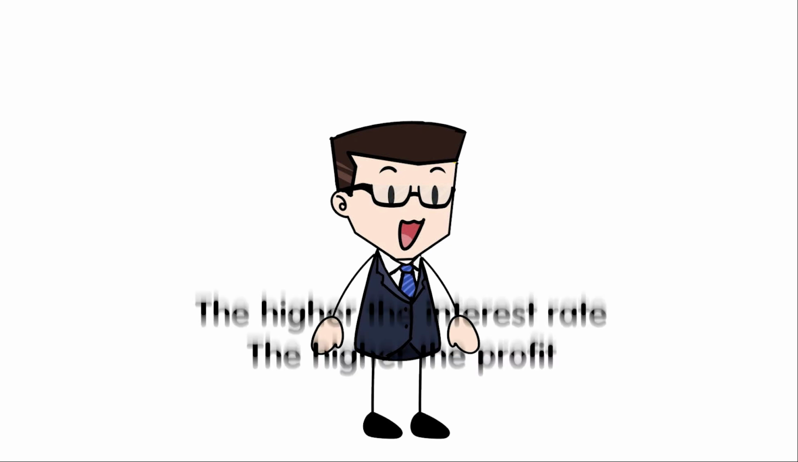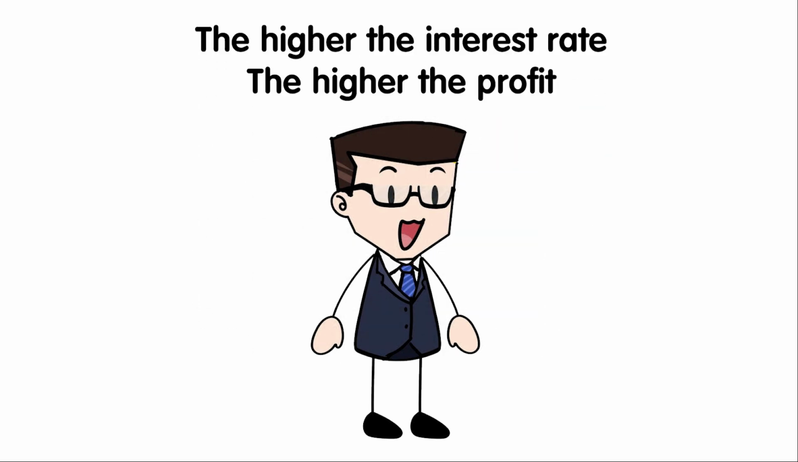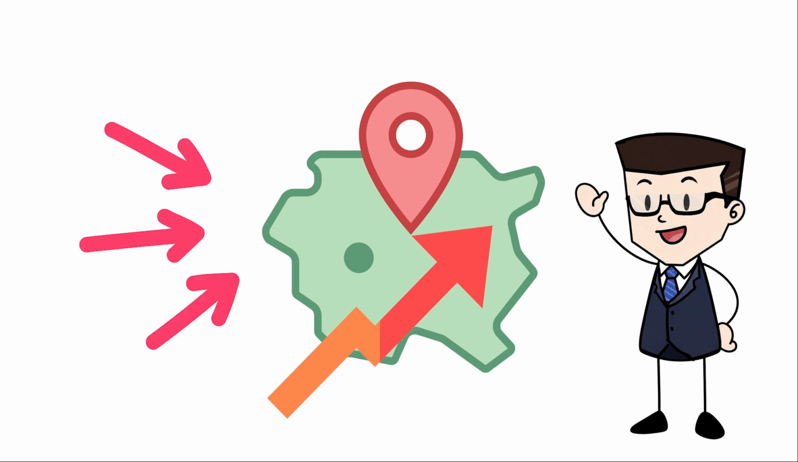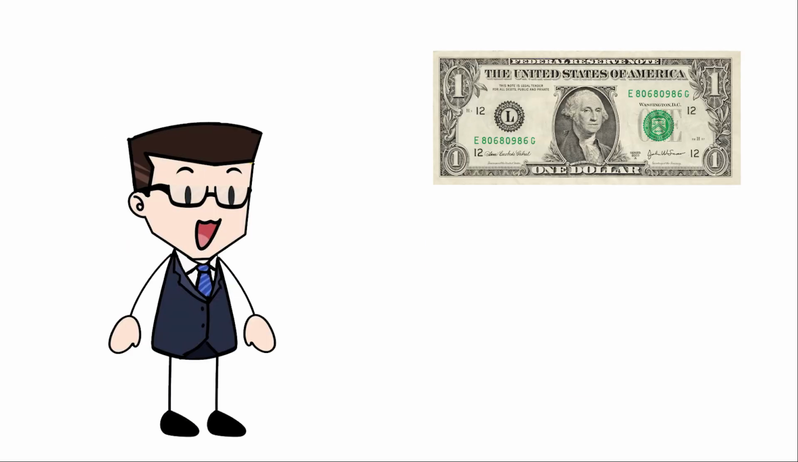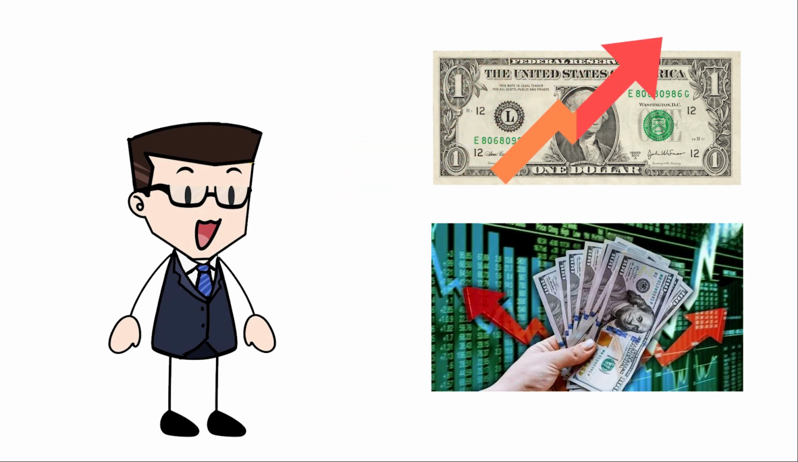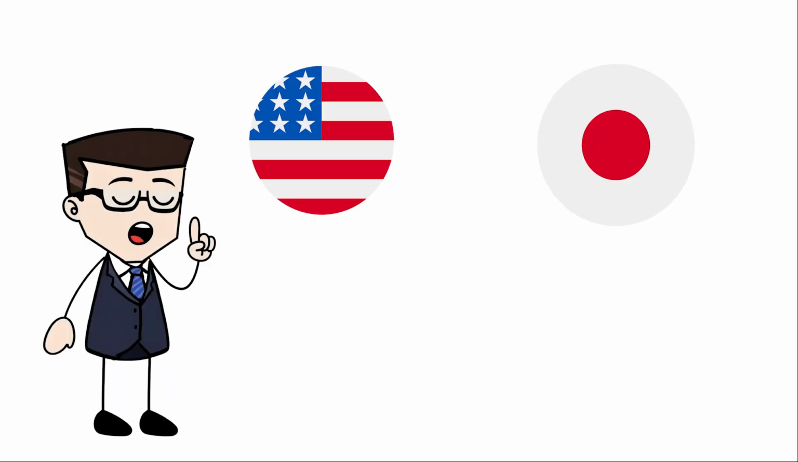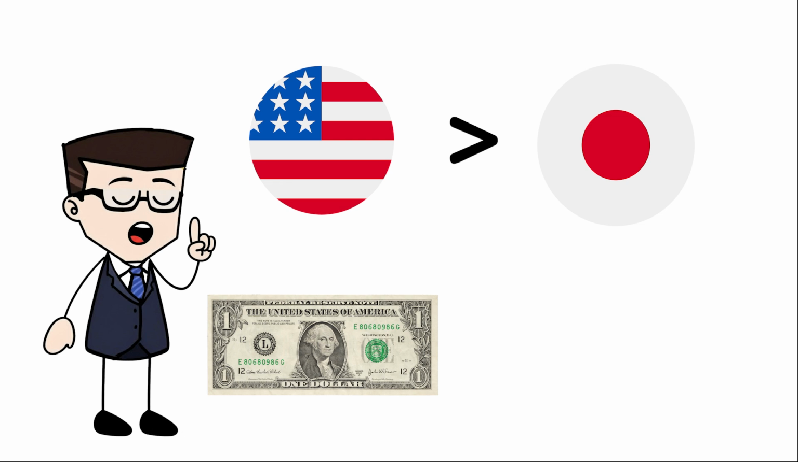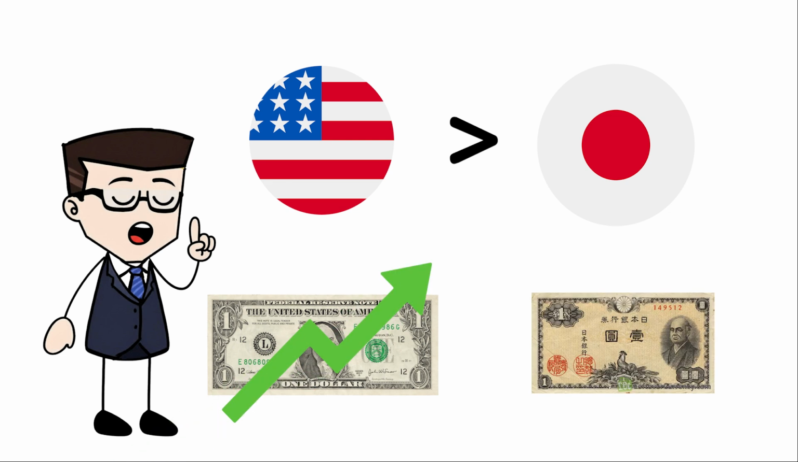The logic is, the higher the interest rate, the higher the profit. So, when a country has high interest rates, it attracts foreign investors. To invest there, these investors need to buy that country's currency. This increases the demand for that money, making it stronger. So, if interest rates in the US are higher than in Japan, investors will sell the Japanese yen and buy US dollars to invest. This makes the demand for the dollar skyrocket, so its price goes up. Meanwhile, since everyone is selling the yen, its value drops.